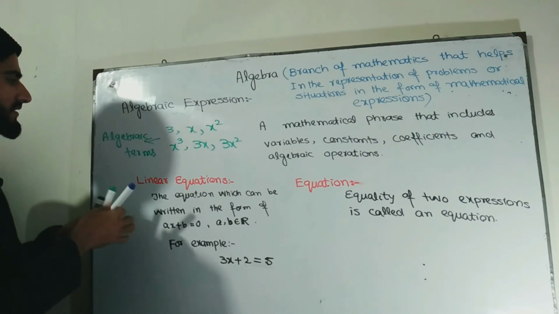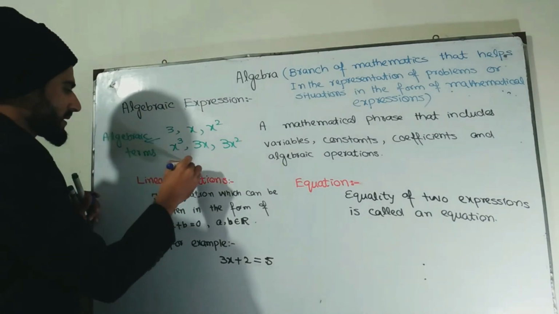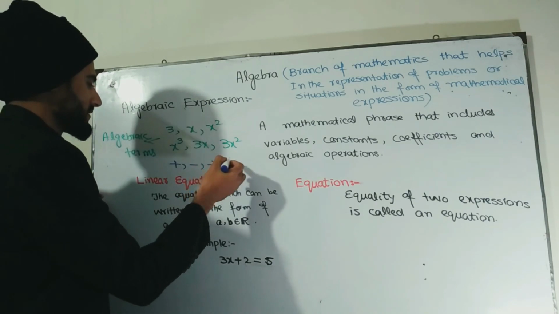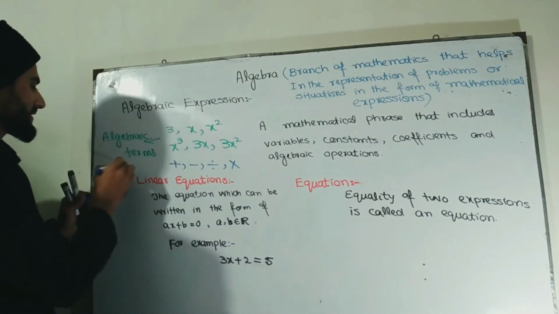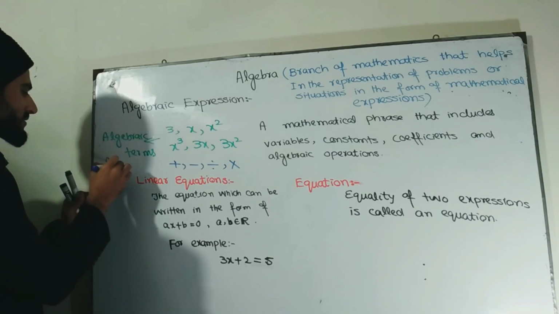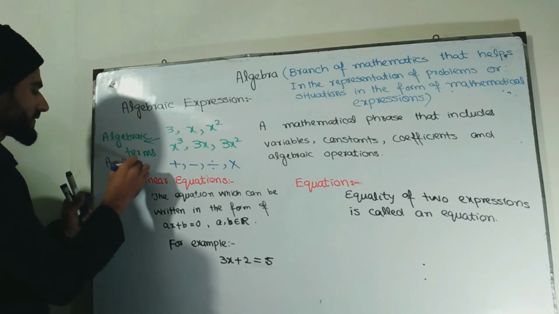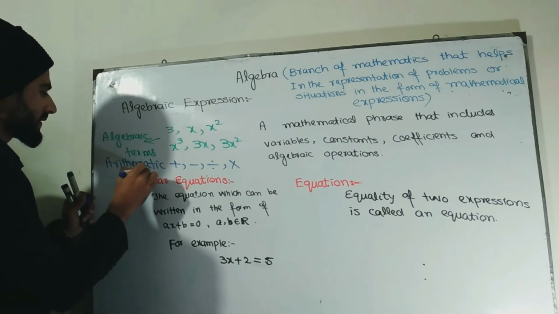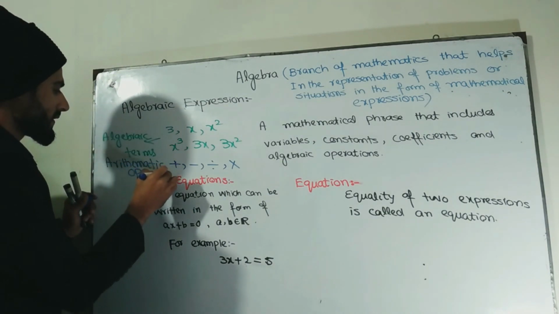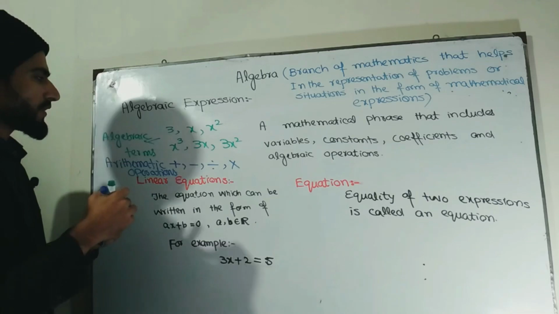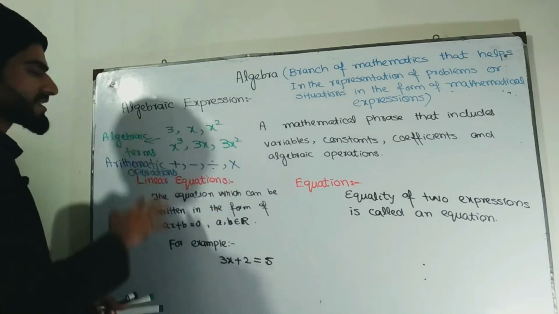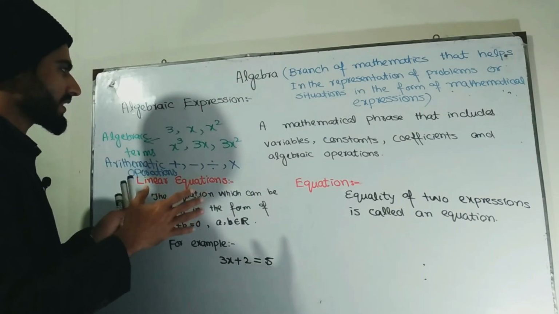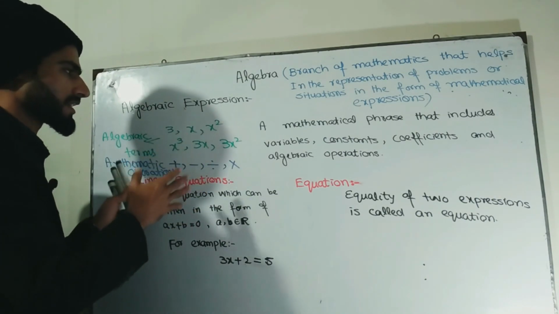And the second one is plus, minus, division, and multiplication. These are called arithmetic operations. Now, if we combine these algebraic terms with the help of arithmetic operations, then we get an algebraic expression.